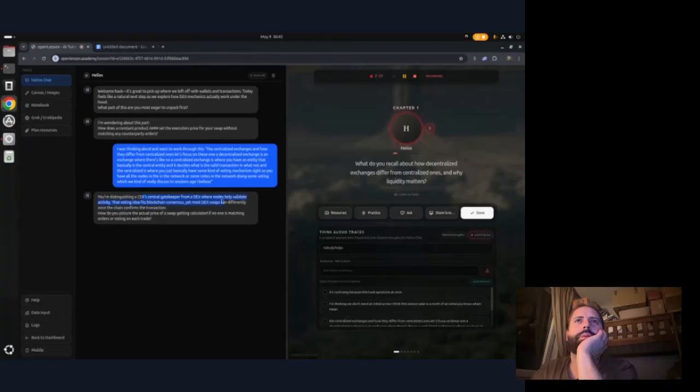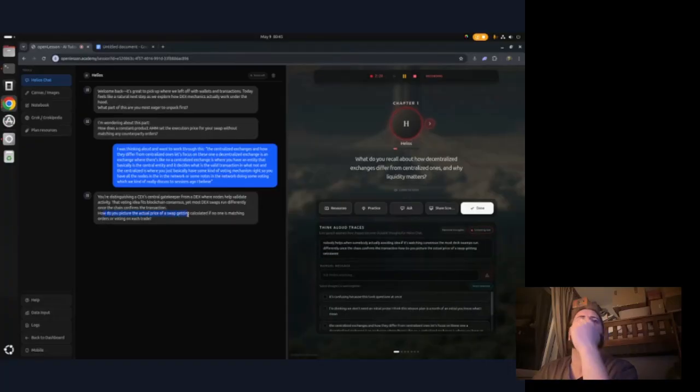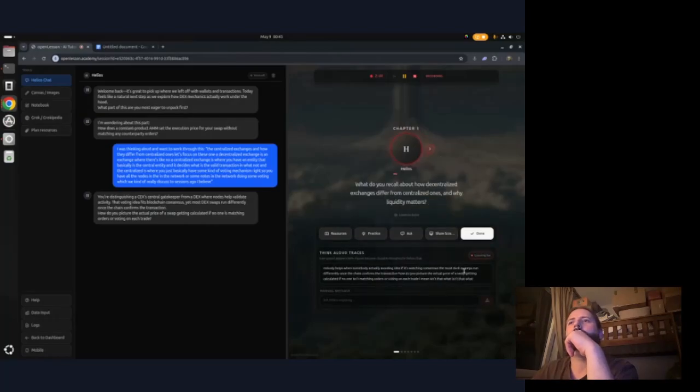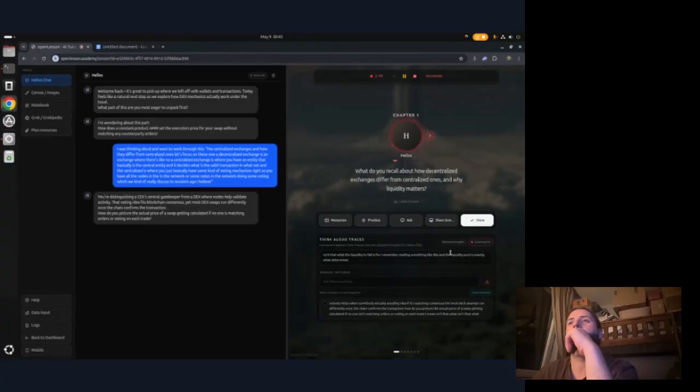Where nobody helps when there's a valid activity, that voting idea fits blockchain consensus. Yeah, most DEX swaps run differently once the chain confirms the transaction. How do you picture the actual price of a swap getting calculated if no one is matching orders or voting on each trade? I mean, isn't that what the liquidity pool is for? I remember reading something like this, that the liquidity pool is exactly what determines the price, actually, not the actual demand.